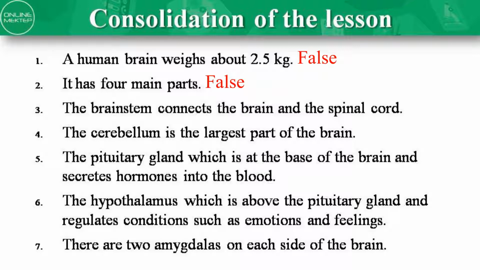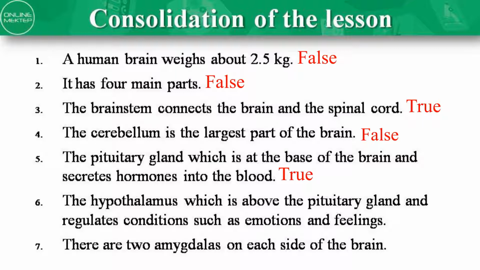The third one. The brainstem connects the brain and the spinal cord. It's true. The fourth one. The cerebellum is the largest part of the brain. It's false. Not the cerebellum. The cerebrum is the largest part of the brain. The fifth one. The pituitary gland, which is at the base of the brain and secretes hormones into the blood. It's true.